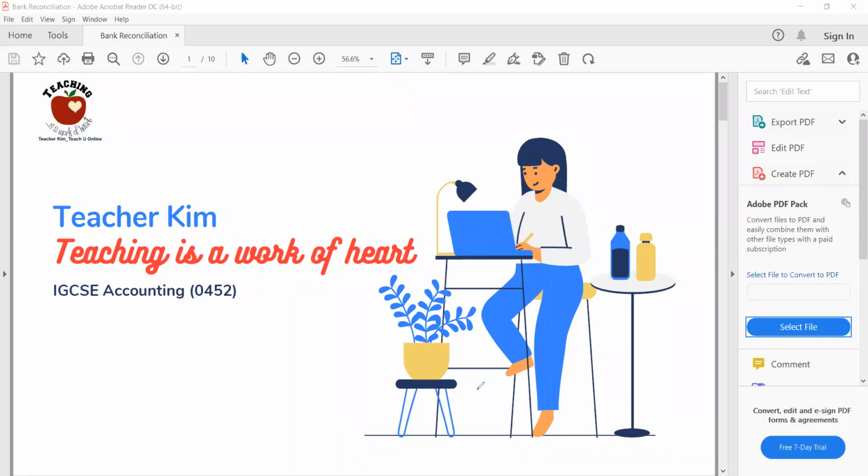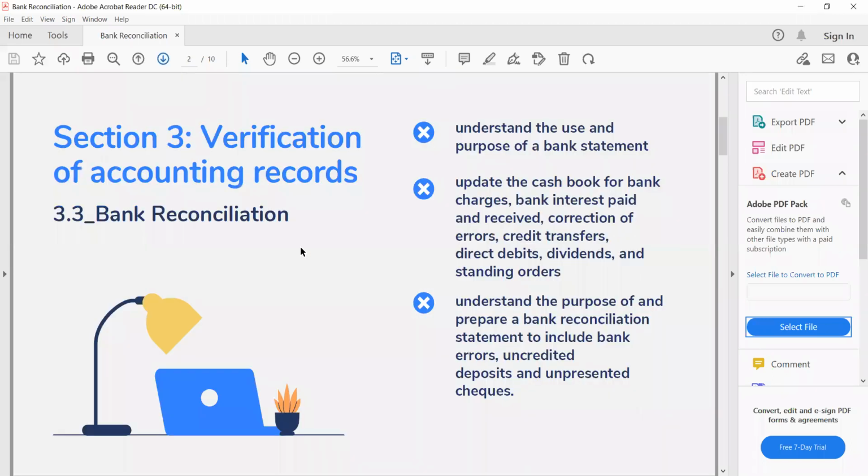Today we do the chapter on bank reconciliation statement. This section is section 3, verification of the accounting record, and chapter 3.3 is bank reconciliation. There are 3 areas that you need to understand for the topic.